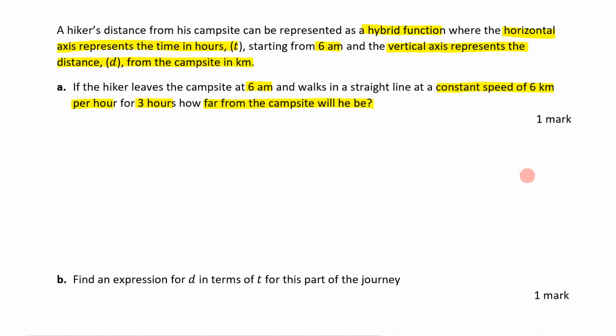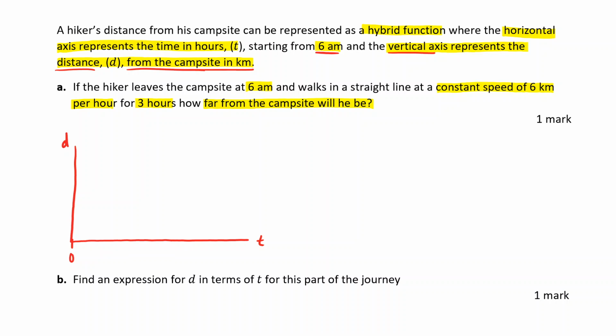Here we are told that we have a horizontal axis which represents the time in hours, t, starting from 6 a.m. So if I'm just to draw this for a second, here's my horizontal axis, here's t, and we know that it's starting from 6 a.m. So what that means is when t is equal to 0 here, that's 6 a.m. We're also told that we have a vertical axis which represents the distance from the campsite. So this is d. Perfect. Now that we've got that, let's go on to part A here.